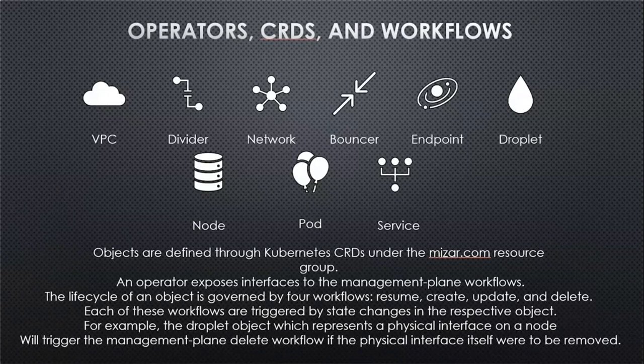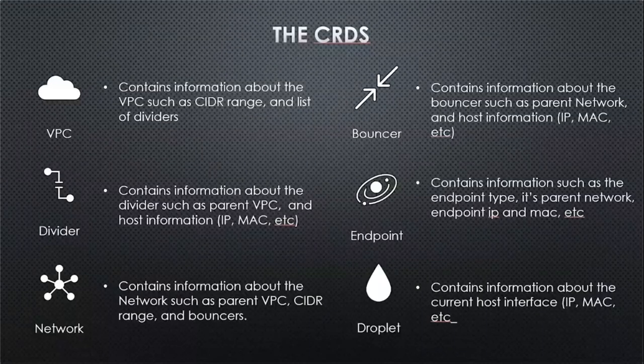For example, a droplet object, which represents a physical interface on a node, will trigger the management plane delete workflow if its corresponding physical interface were to be removed. The Mizar management plane defines six CRDs. These are VPC, divider, network, bouncer, endpoint, and droplet. The VPC object details information about the VPC, such as its CIDR range, its ID, and its list of dividers.